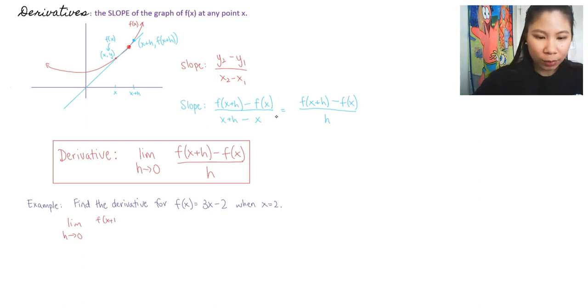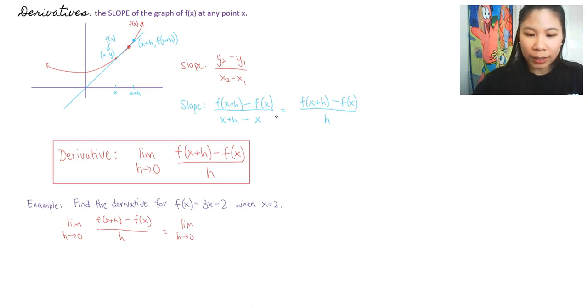So f of x plus h minus f of x, divided by h, will give us, so here when I'm looking for f of x plus h, I'm substituting in x plus h for x in my f of x equation. So instead of 3x minus 2, it'll be 3 times x plus h minus 2. So that's my f of x plus h. And then I'm going to subtract f of x.